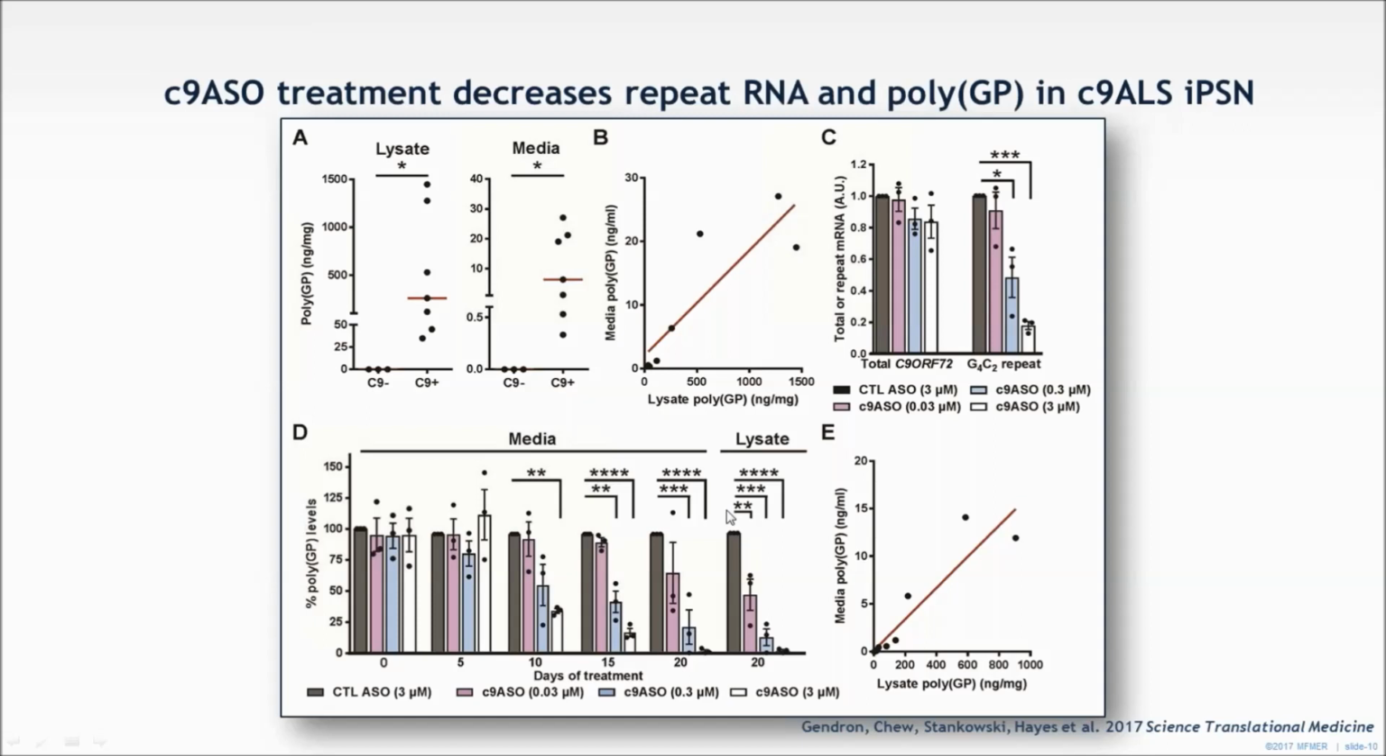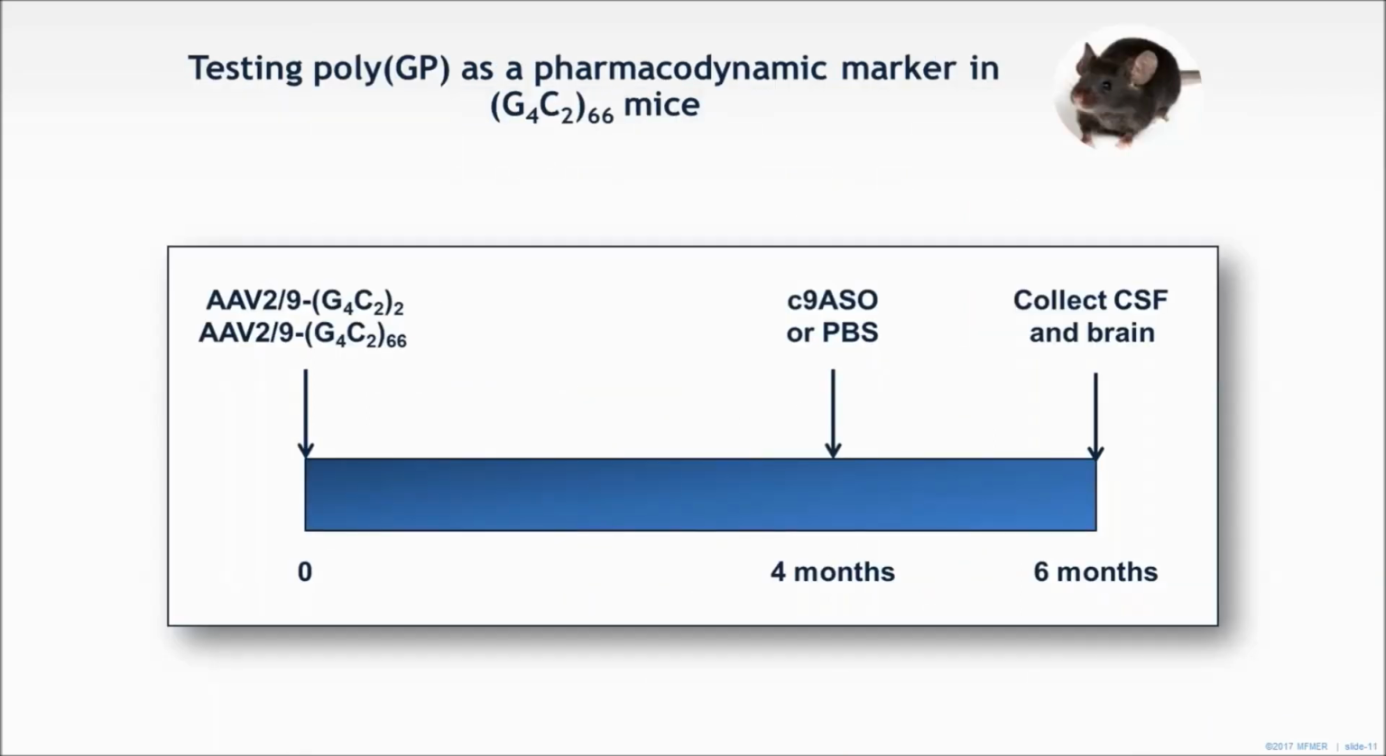Consistent with the decrease in repeat RNA, we saw a dose and time-dependent decrease in PolyGP levels detected in media that was collected every 5 days following treatment initiation. And on the 20th day of treatment, cells were collected and lysed, and we measured PolyGP within cells, and again, we saw a dose-dependent decrease in PolyGP within cells. And as we showed above in panel B, we saw a clear, significant association between PolyGP levels in the media and PolyGP levels in the cells. And again, these levels of PolyGP were reflective of how much repeat RNA was present during treatment.